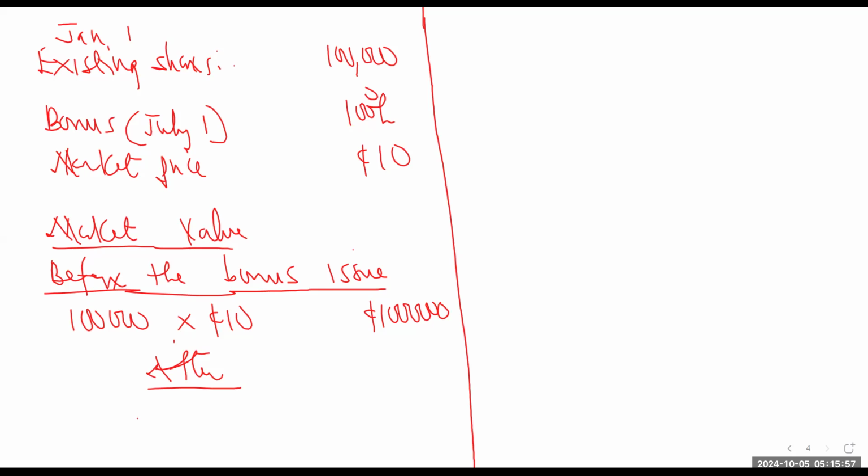100% means that it is 1-for-1. So our number of shares will now be 200,000. Is that correct? What will be the share price now? 5 cedis. Then we will still be having the 1 million, isn't it? The bonus issue does not come with any cash.